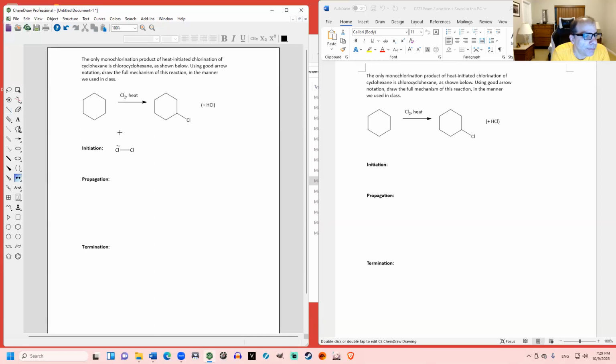So recall in the initiation step, the halogen molecule splits up into two halogen radicals. So you get two of these.